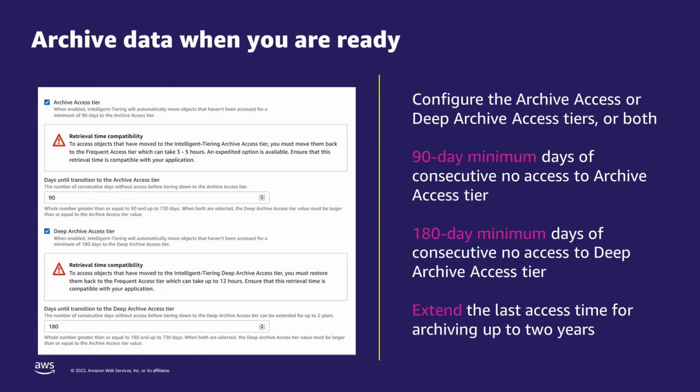The asynchronous archive access tiers are ideal to automatically identify and optimize storage costs for objects that are not accessed for long periods of time. Both the Archive Access and the Deep Archive Access tiers are optional because data retrievals are within minutes to hours. You can choose one or both of the asynchronous access tiers depending on your application requirements. And you can extend the time to move data to the asynchronous archive tiers by up to 2 years.